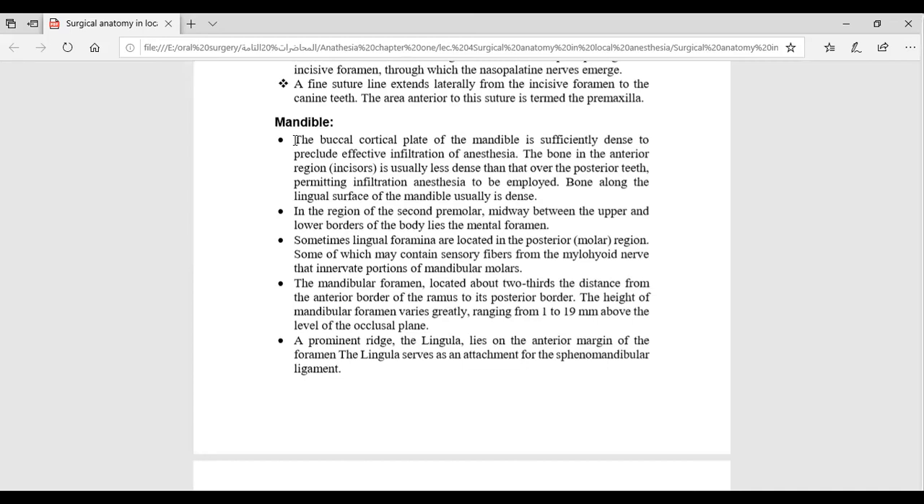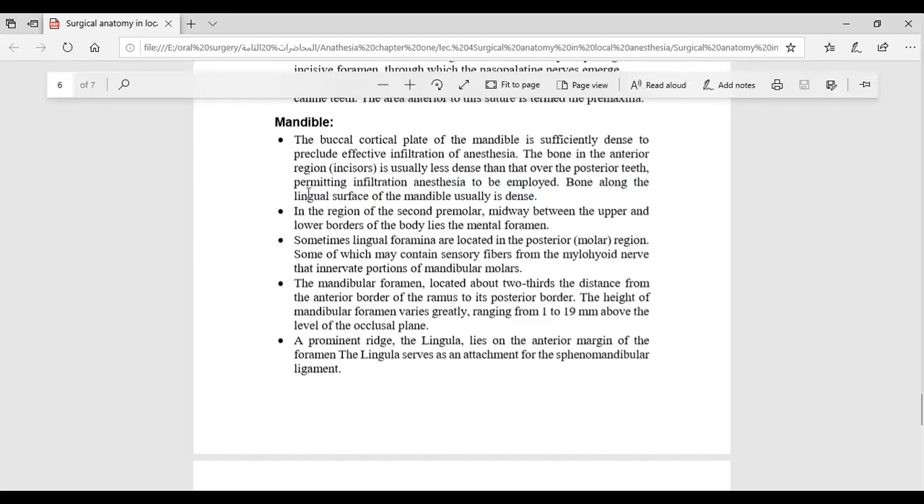بالبوستيريور area. منطقة الانتيريور ممكن تكون الدنسيتي مال الكورتيكال بون أقل، فممكن إنه نعطي local infiltration technique. The bone in the anterior region or the incisor region is usually less dense than that over the posterior teeth, permitting infiltration of anesthesia to be employed.